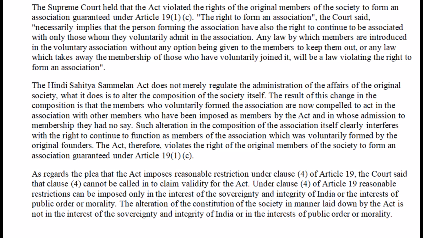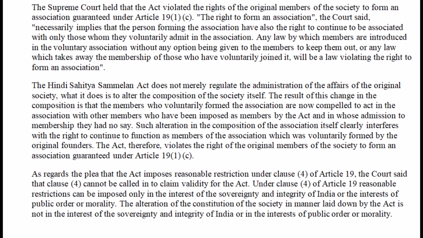The Supreme Court held that the Act violated the rights of the original members of the society to form an association guaranteed under Article 19(1)(c). The right to form an association, the court said, necessarily implies that the person forming the association have also the right to continue to be associated with only those whom they voluntarily admit in the association. Any law by which members are introduced in the voluntary association without any option being given to the members to keep them out, or any law which takes away the membership of those who have voluntarily joined it, will be a law violating the right to form an association.